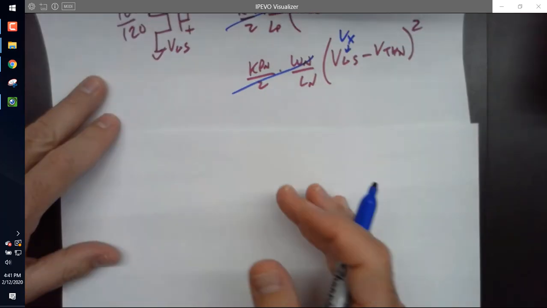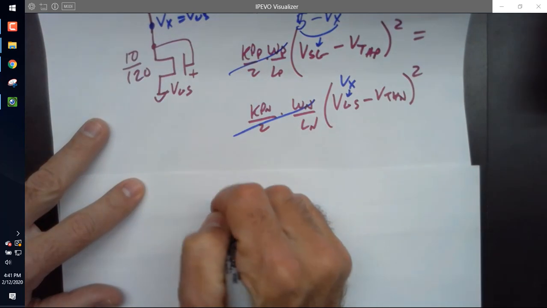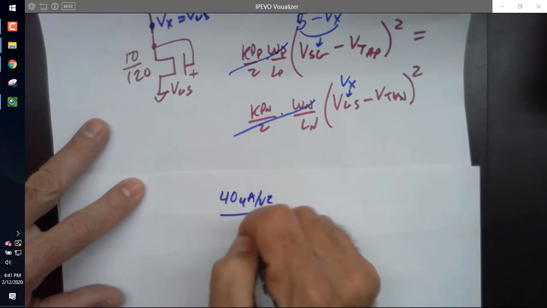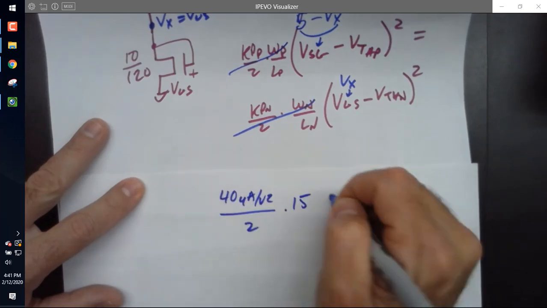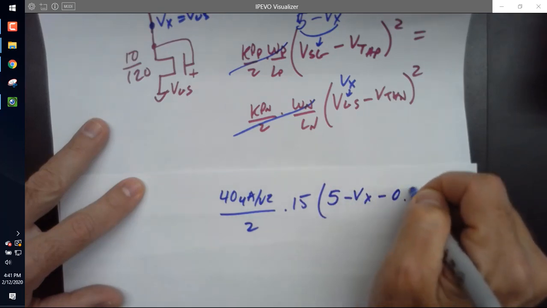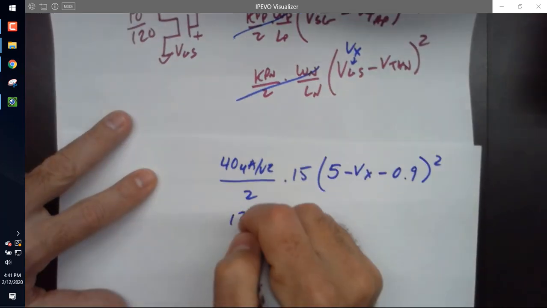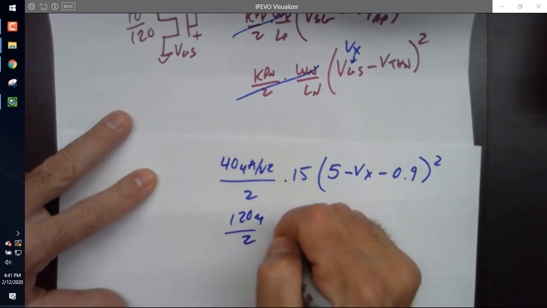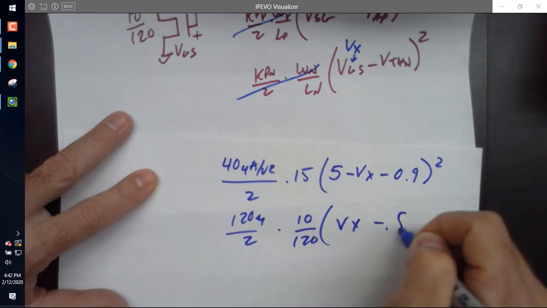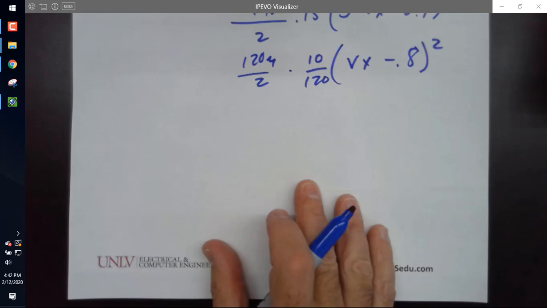All right, so over here I've got 30, so I'm going to plug in the numbers. I got 40 microamps per volt squared all over 2 times 15 times 5 minus Vx minus 0.9 squared. Here I have 120 micro over 2 times 10 over 120 times Vx minus 0.8 squared. Looking good? Any questions about that?